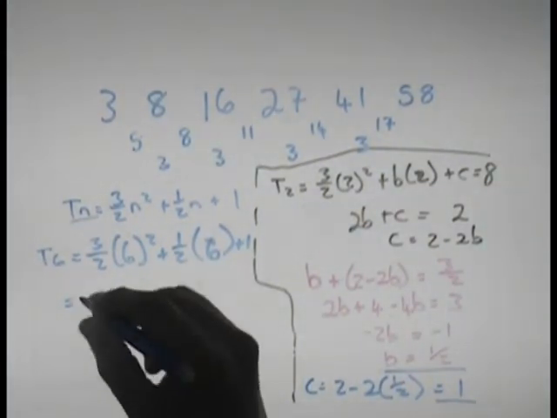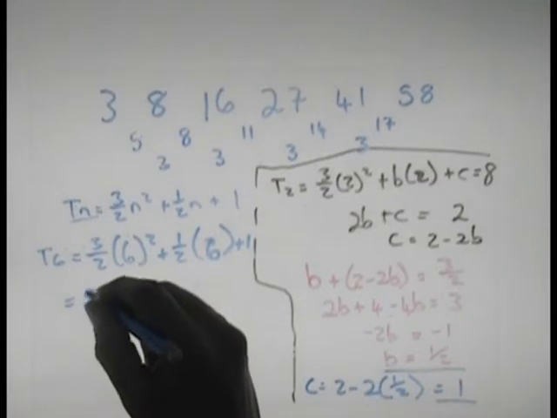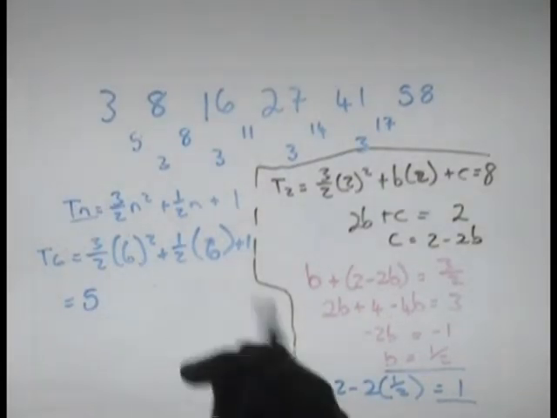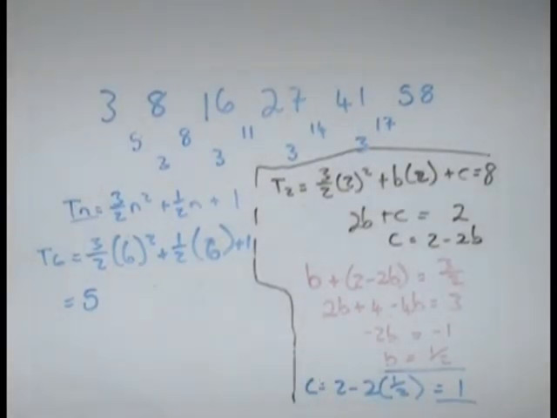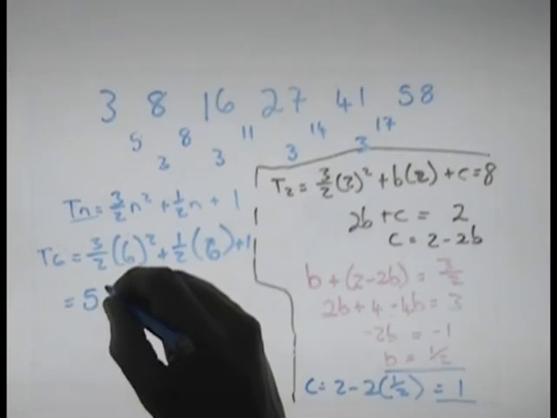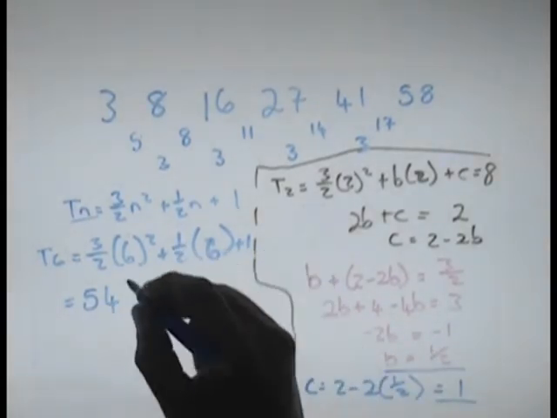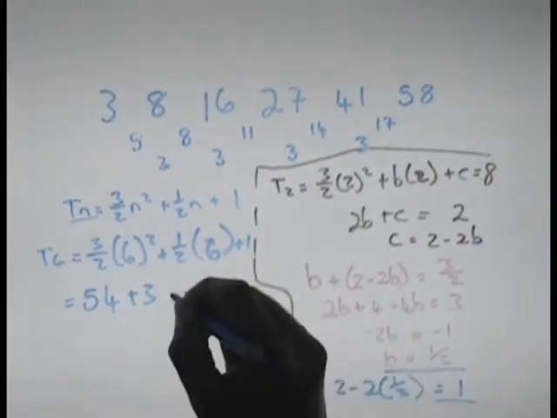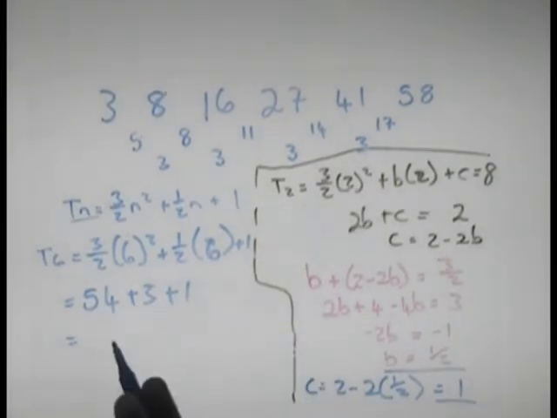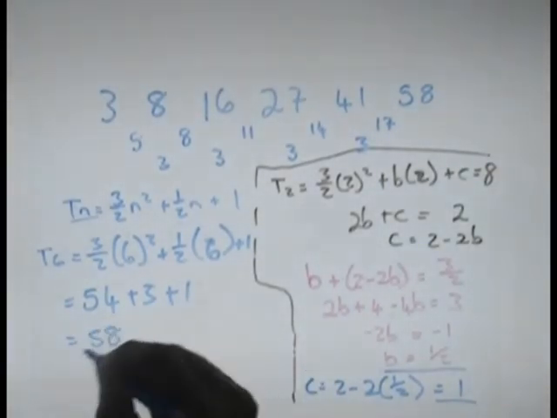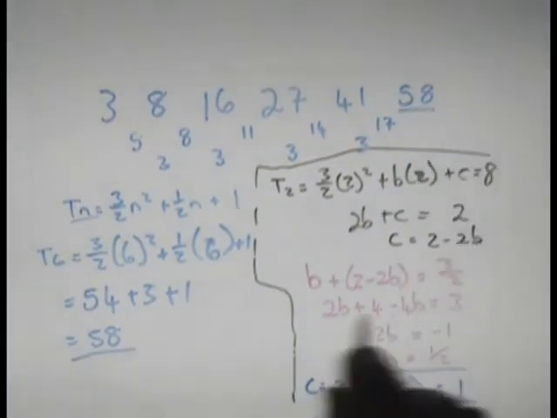Multiplied by 3 is going to give me 54, I think. Let's just have a look at it. 36 multiplied by 3 divided by 2 is 54. That's correct. A half times 6, so that's going to be plus 3, plus 1, is equal to 54 plus 3, which is 57, plus 1, which is 58. Yay, that's what we're looking for.